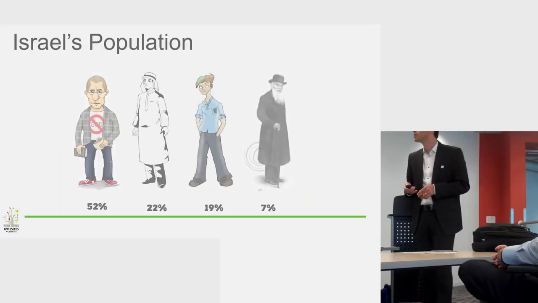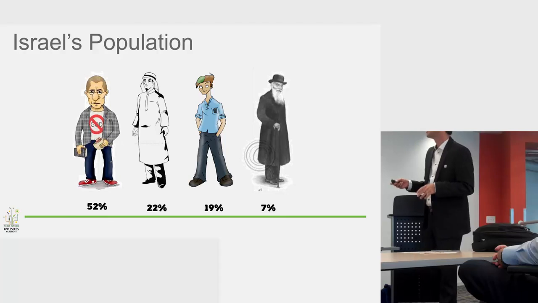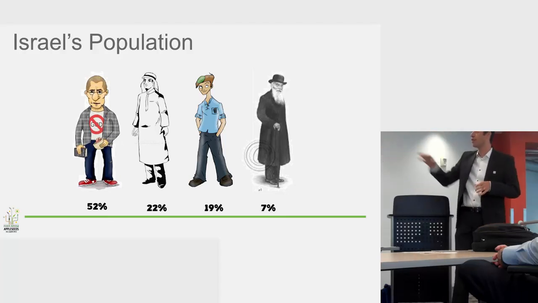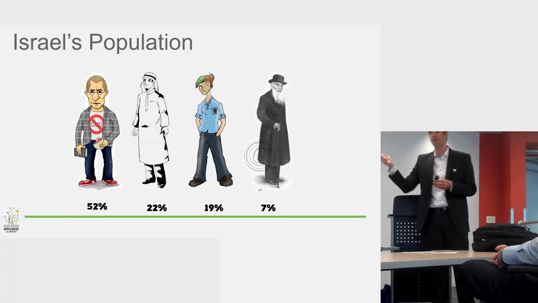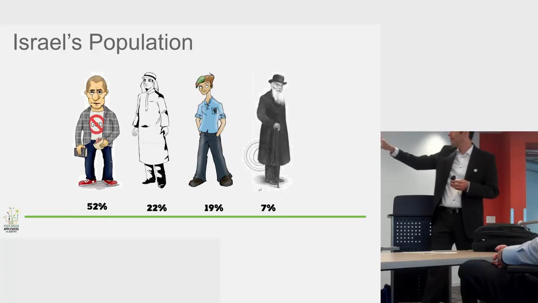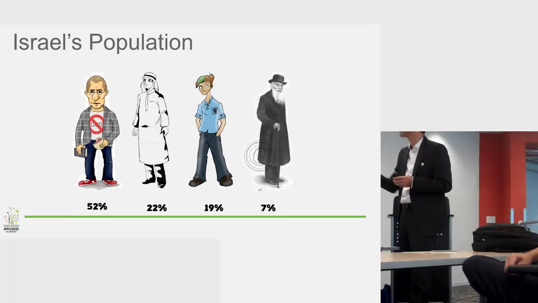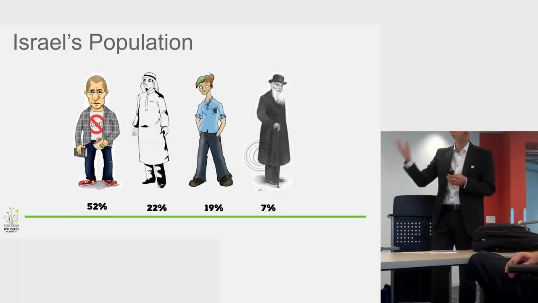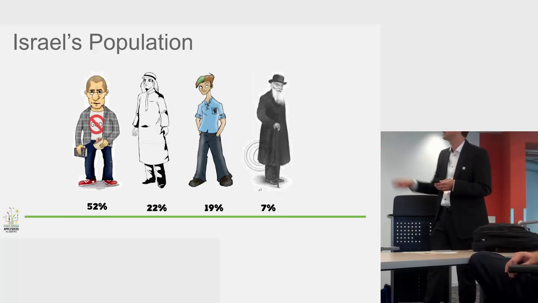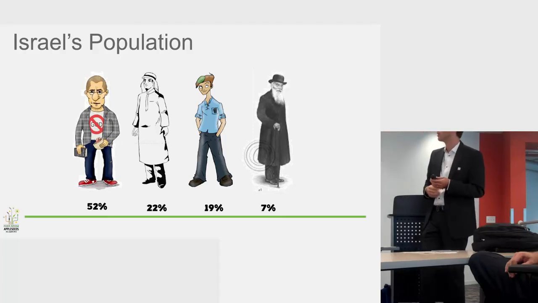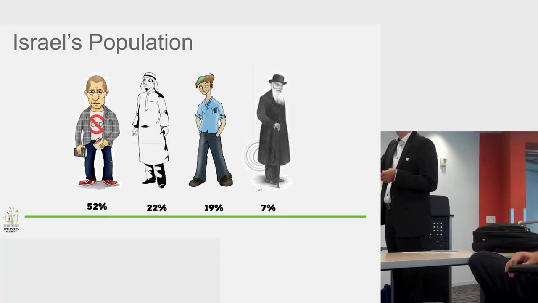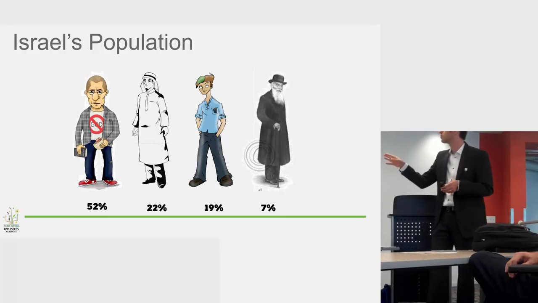Some background information about the Israeli population. We have 4 groups, and those are the groups between which the digital divide distinctions exist. We have 52% secular Jews. Then we have 22% Arabs, which are the greatest minority in Israel. We have 19% traditional religious Jews and 7% ultra-Orthodox Jews.